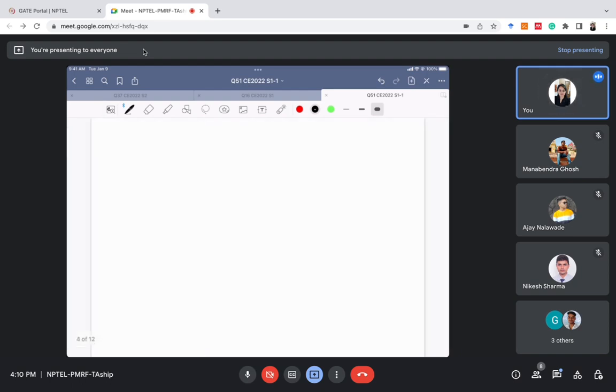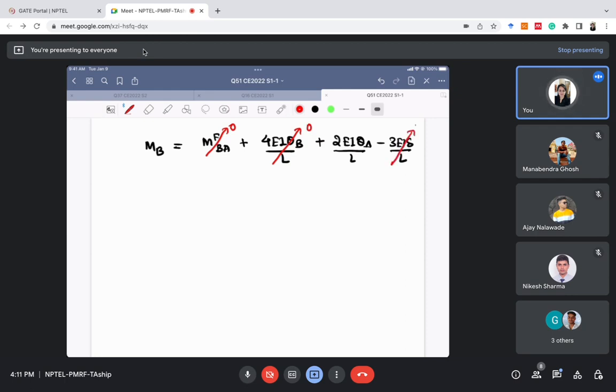Right. Similarly, we can calculate MB. MB is MFBA plus 4EI theta B by L plus 2EI theta A by L minus 3EI delta over L. In this case, MFBA is 0 because there is no external loading. Theta B is 0, we know that, right? And delta is also 0 because there is no sinking of support here. So MB will be equal to 2EI theta A over L.